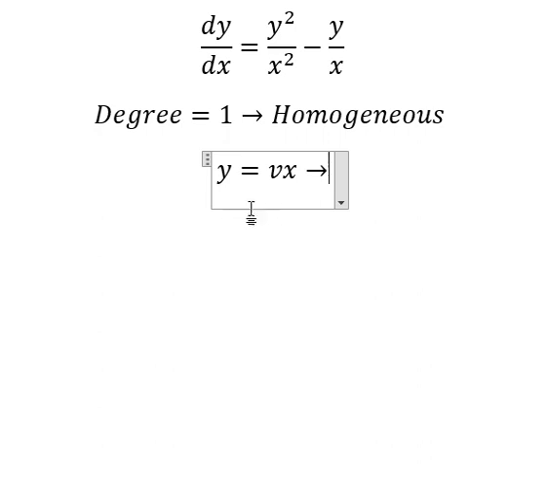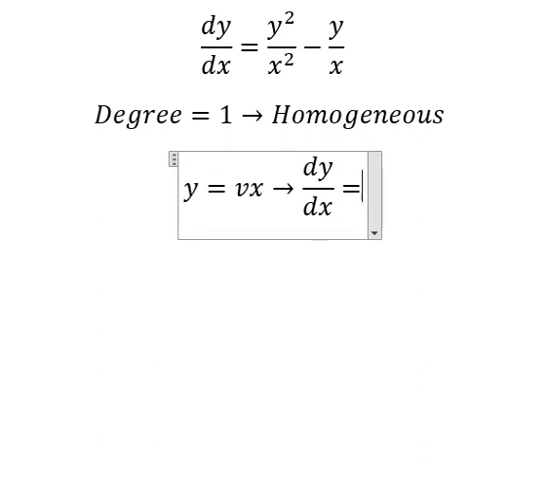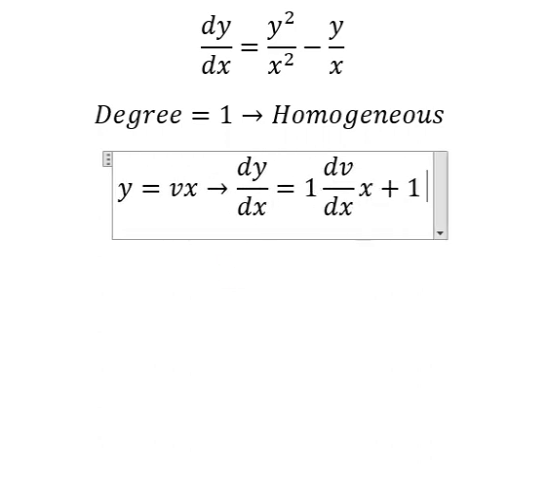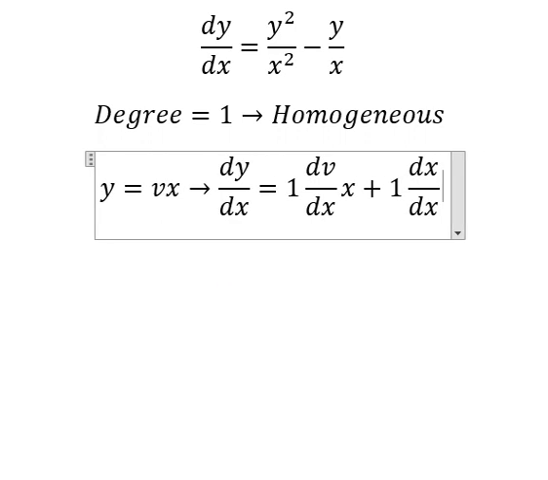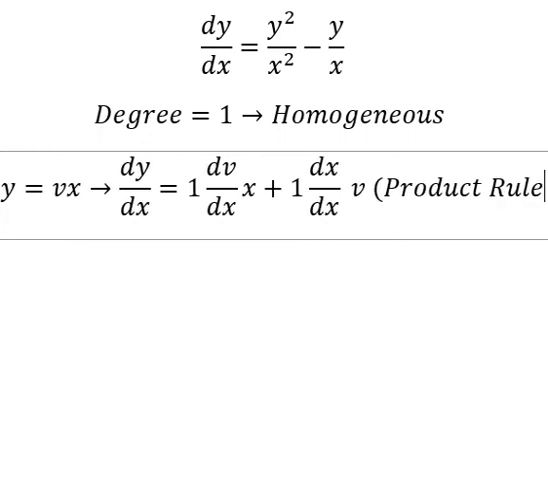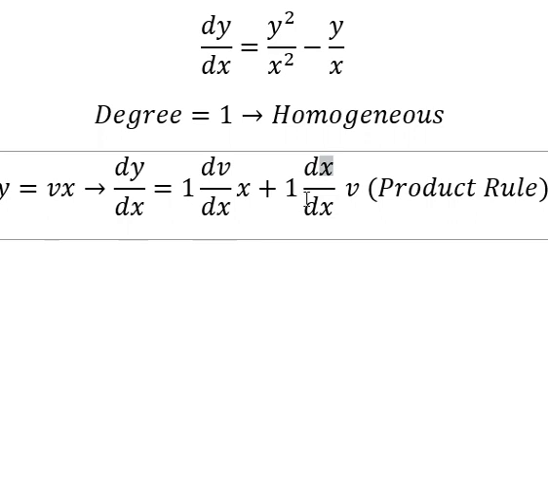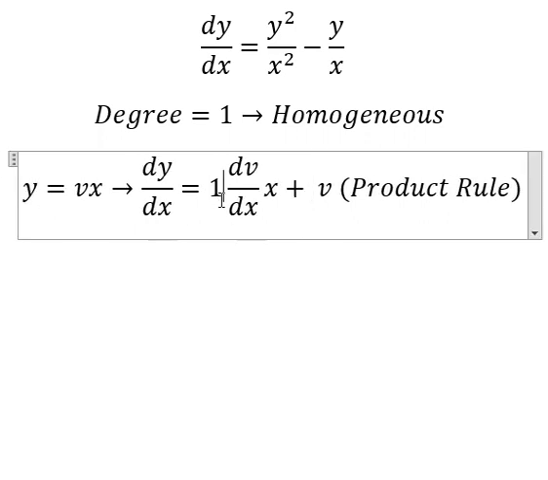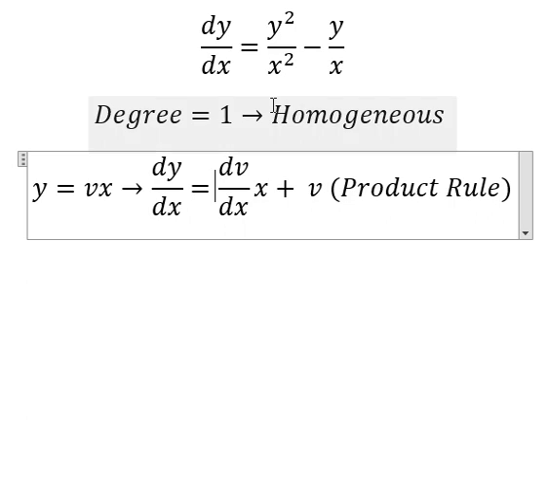Later that we need to do first the derivative for both sides, and we got like this. This is about the product rule of the derivative. So this one we have number 1. We can simplify like this.